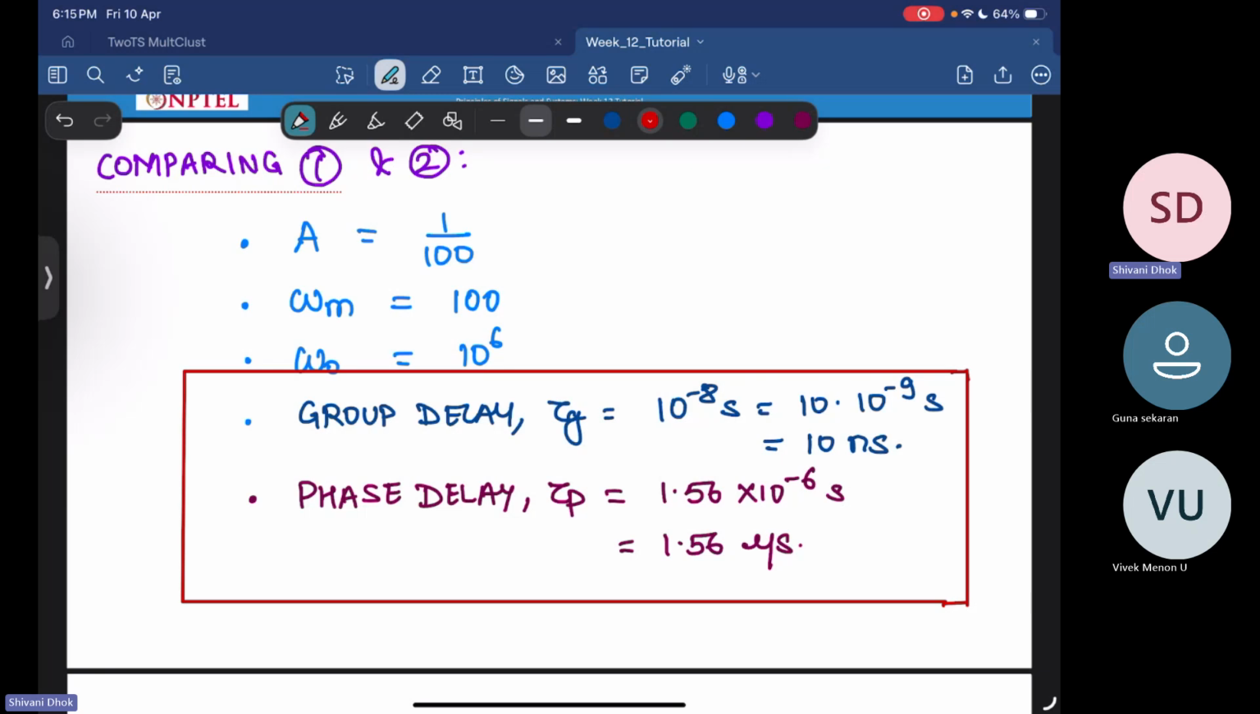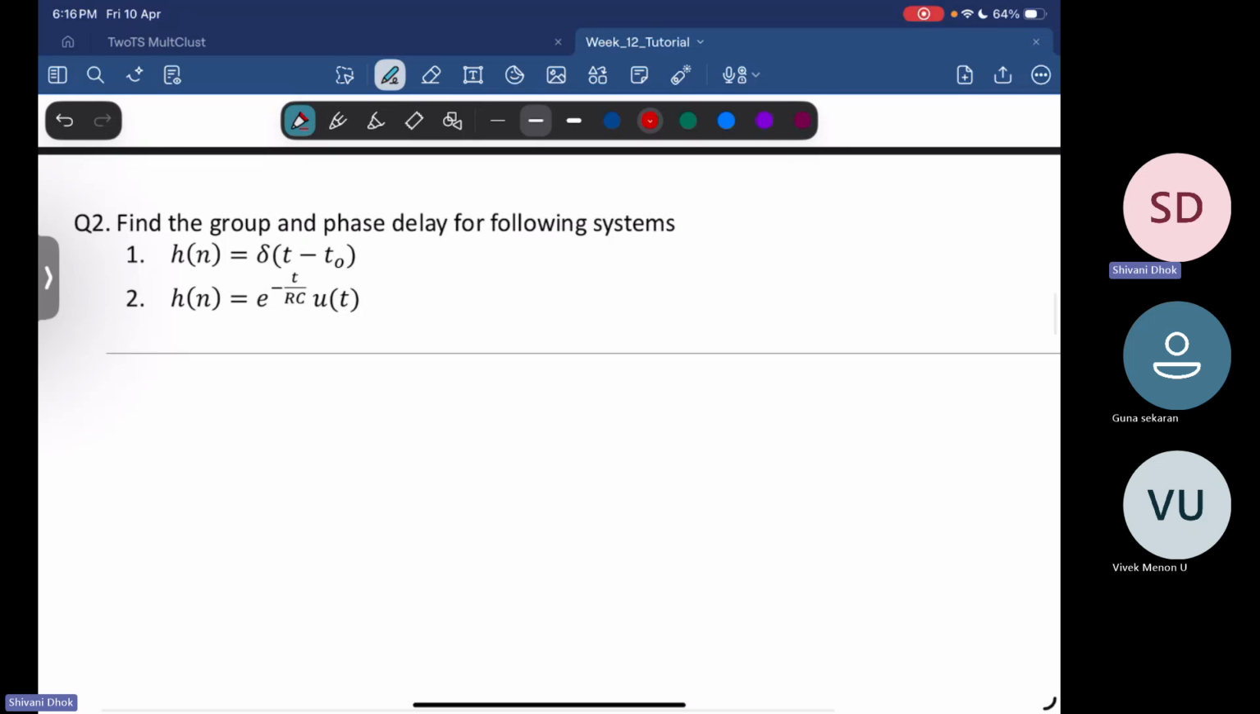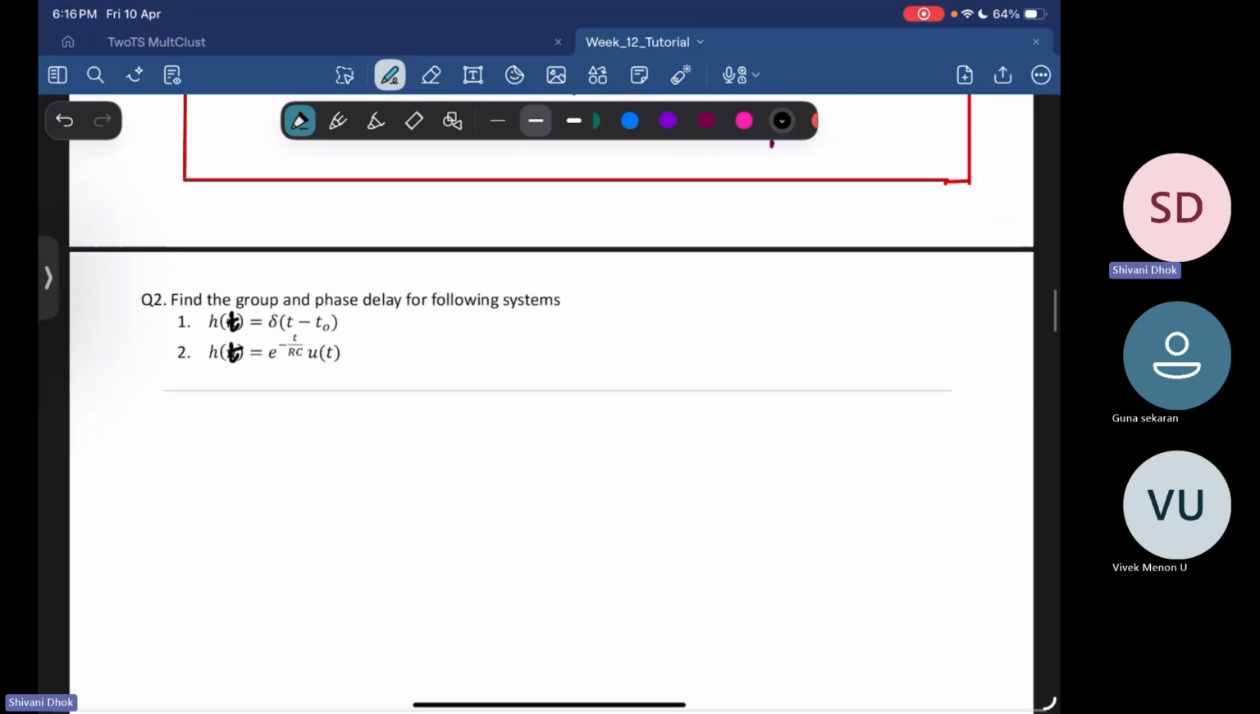Is it clear? Any questions? If not, then let me move on to the next question. Okay, so there is a typo here. It says: find the group and phase delay for the following systems.